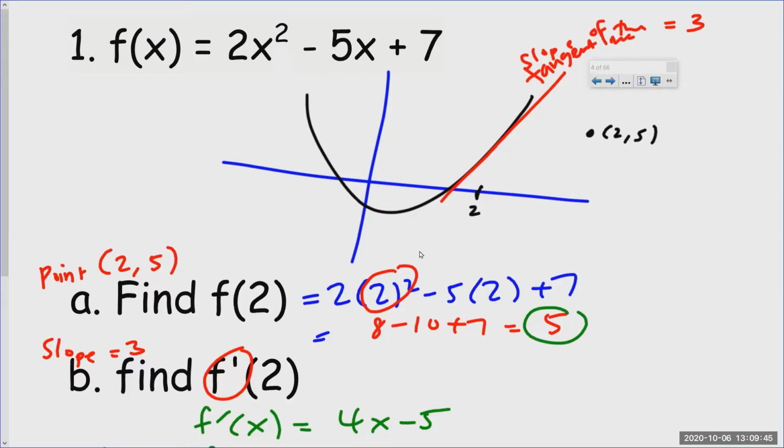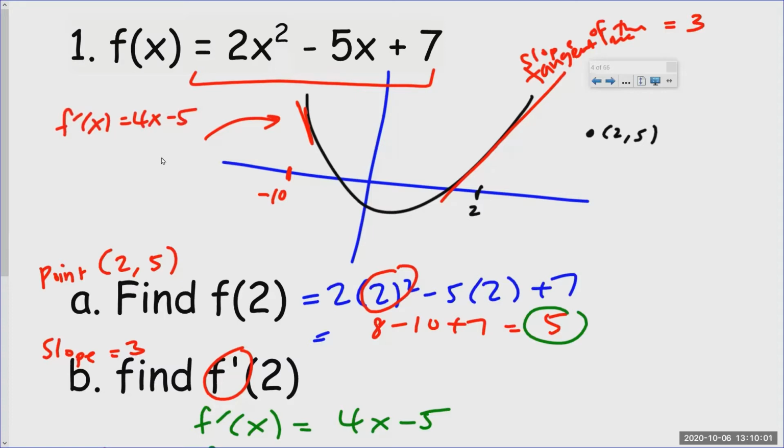What if I chose another point? What if I chose this point over here? Let's say negative 10. Okay, what would the slope of the tangent line be? Well, here's the function, right? The derivative is 4x minus 5. Can you do it that quickly? Okay, if the derivative is 4x minus 5 of this black function, what's the slope right there at negative 10 going to be?